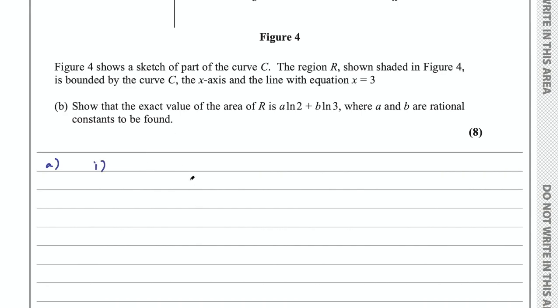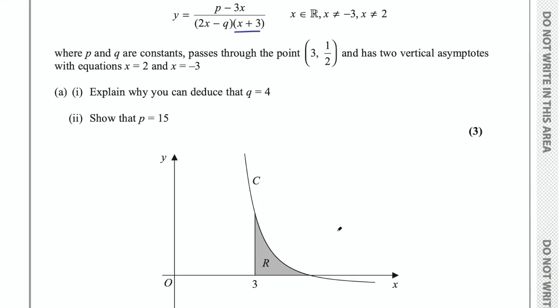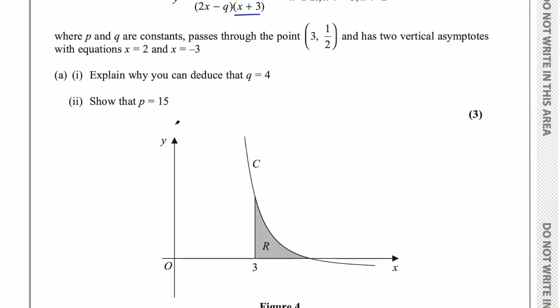We could say when x equals 2, 2x take q equals 0. So therefore 4 take q equals 0. Therefore q must equal 4. And we can add some reasoning there for y to be undefined. Okay, so we get q equal to 4, and then part 2 says show that p equals 15.